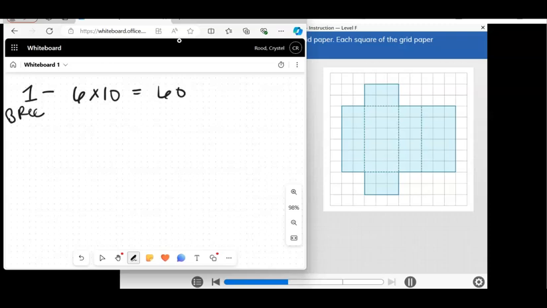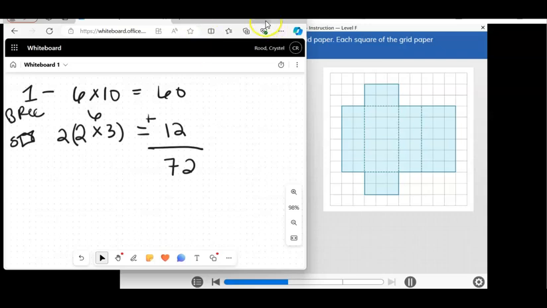Now, my second rectangle, my small rectangle, I have 2 by 3. So 2 times 3, but I have 2 of them. So 2 times 3 is 6. 6 times 2 is 12 because I have 2 of them. And then I can add these together to get 72. So I know my surface area is 72 feet squared or inches squared.